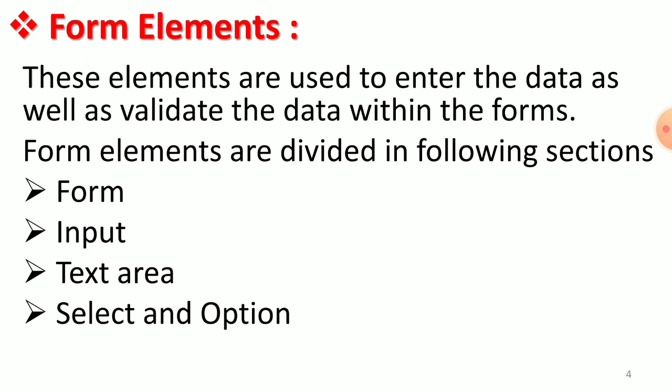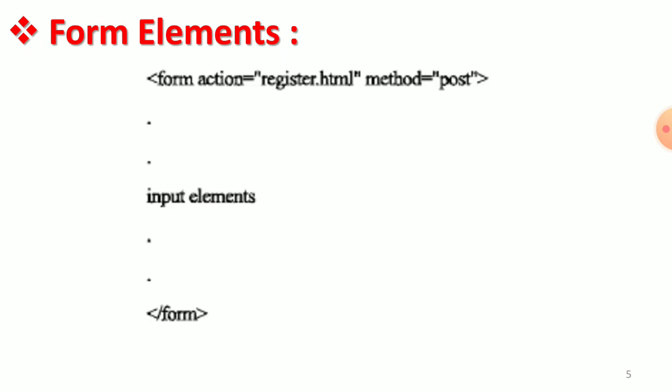Next, these elements are used to enter the data as well as validate the data within the forms. Form elements are divided into the following sections: form, input, text area, select, and options. This is a form element: form action equals register.html, method equals post, second input elements, and then last is /form. Observe that the form element uses two attributes, namely action and method.